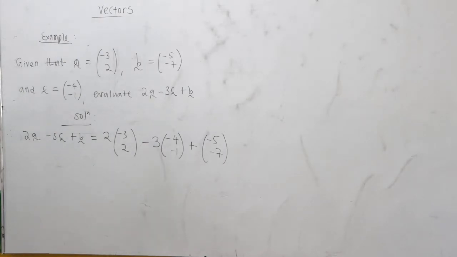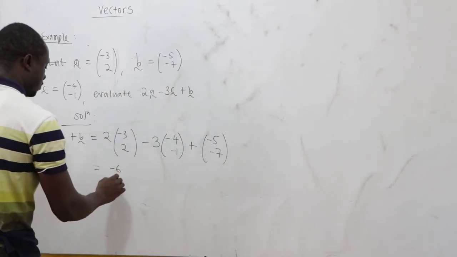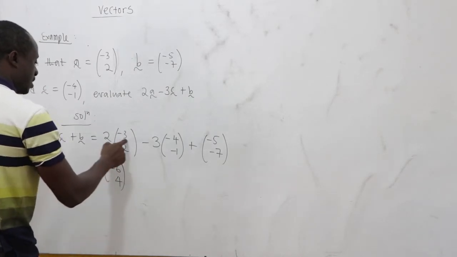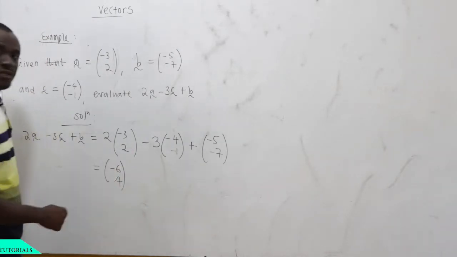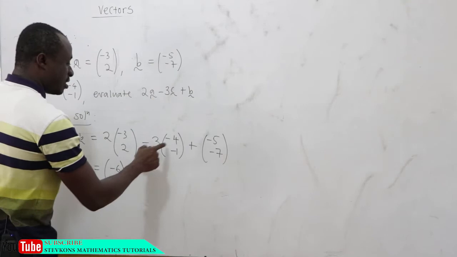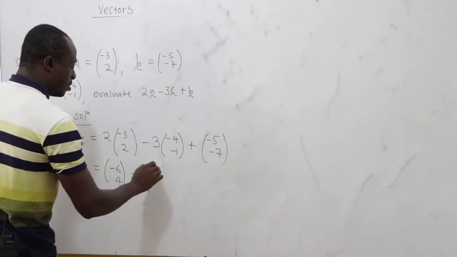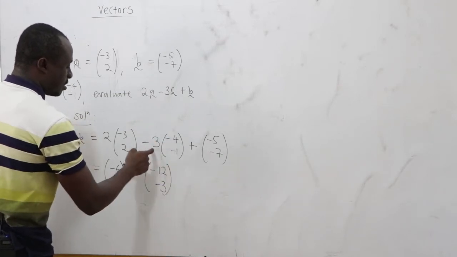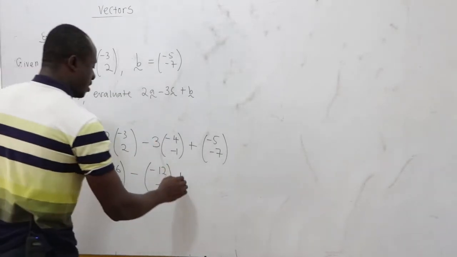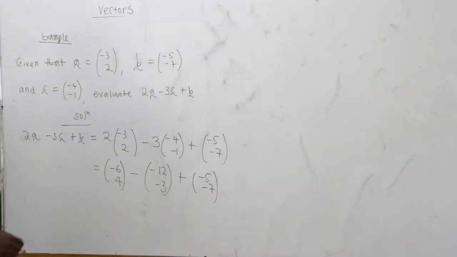Now let's apply the multiplication by a scalar to it. So 2 times negative 3, that's negative 6, 2 times 2, 4. Now leave the negative there, so leave the negative here. 3 times this we have negative 12, 3 times negative 1, negative 3. And then plus we have (-5, -7).